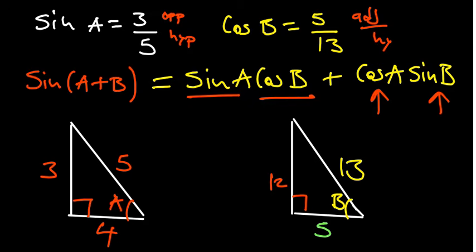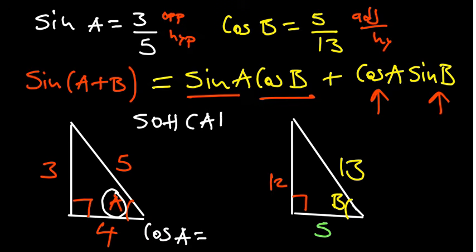So in terms of identities, what was missing? We had cosine of a missing. So cosine of a, we use the triangle having a. According to SOH CAH TOA, for cosine, it's adjacent over hypotenuse. So the adjacent of a is 4. The hypotenuse still remains 5.